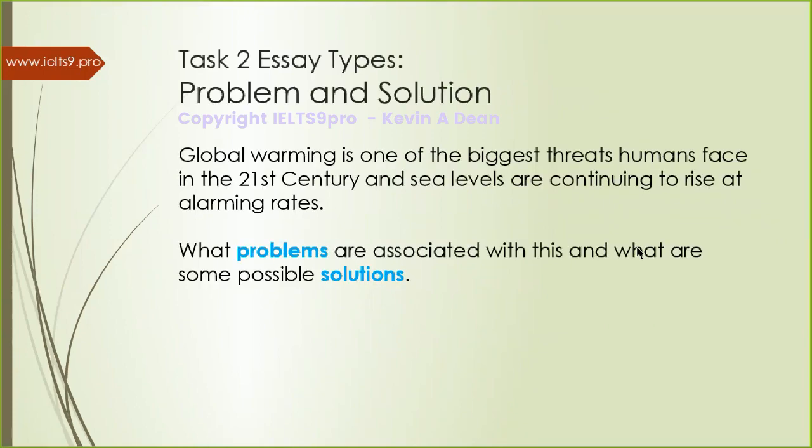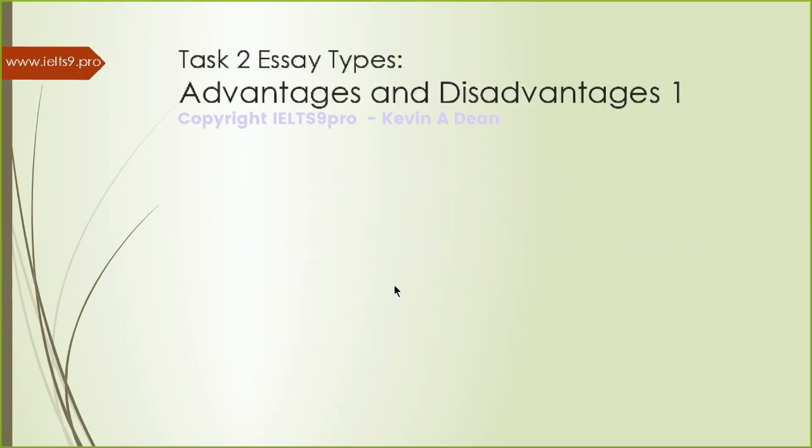So, for example, global warming is one of the biggest threats humans face, and so on. What's the problem? So, 2 parts. So you answer question 1 in paragraph 2. And the second part, what's a solution, which you answer in paragraph 3. Then we've got the advantages and the disadvantages.